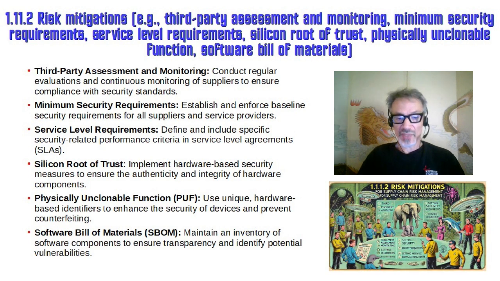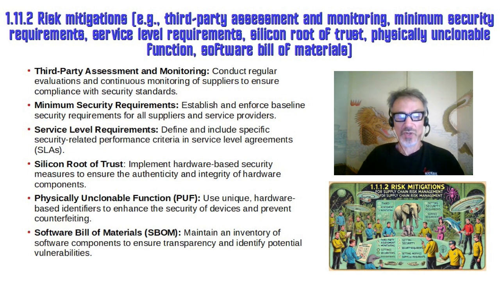2. Minimum security requirements. Establish and enforce baseline security requirements for all suppliers and service providers. This sets a clear standard for what you expect from your supply chain partners and helps ensure a consistent level of security across your ecosystem. 3. Service level requirements. Define and include specific security-related performance criteria in your service level agreements. This makes security an explicit, measurable part of your supplier relationships and helps ensure that security is maintained throughout service delivery.